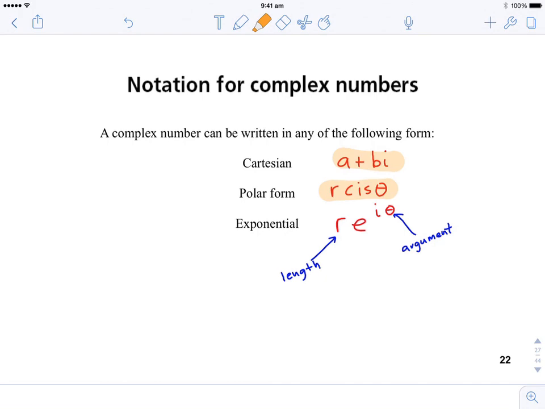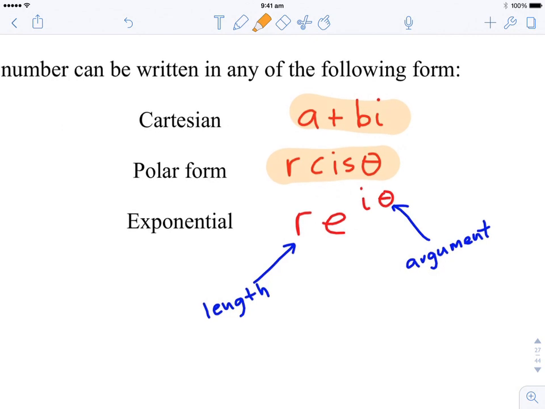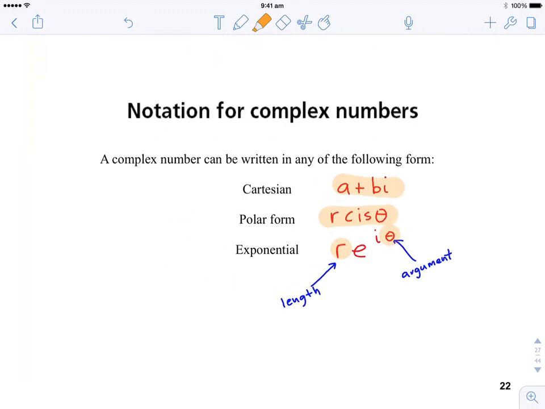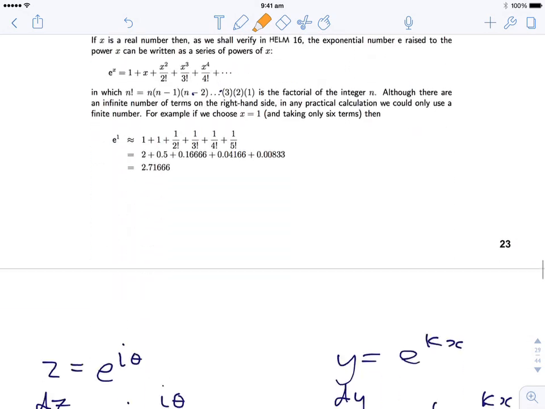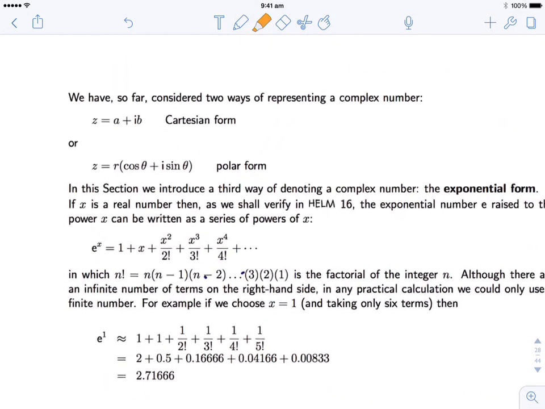I want to talk about the third way here, which is exponential form. And this is attributed to Euler, who came up with this relationship. So we can also write complex numbers in this form with a base of e to the power of i times theta, where theta is the argument, and r here at the front will be the length or the modulus of the complex number.